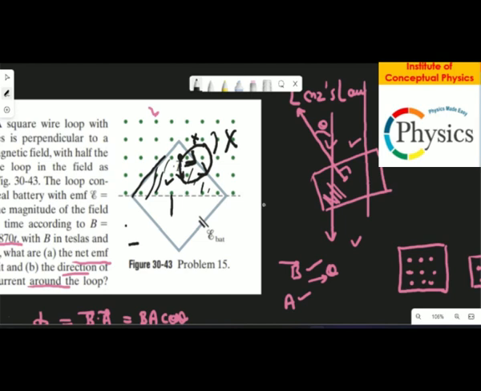The negative sign tells you that the current will get induced in a direction in such a way that it opposes the change. It opposes the change. So it will try to restore the original situation. The original situation is that the magnetic field is inside.